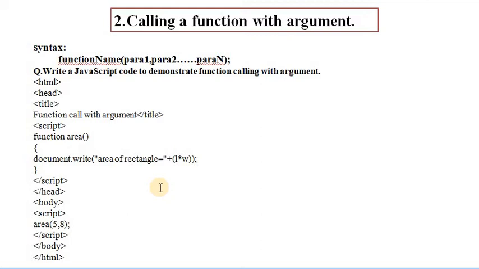If a function has arguments or parameters, then you place values for each argument within the parentheses, separated by commas. We can call a function with arguments also, and the syntax of calling a function with arguments is the function name, and here in the parentheses you can place a number of parameters.